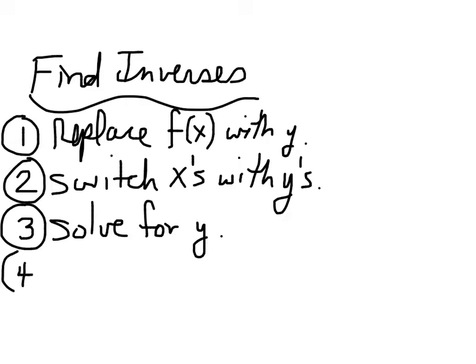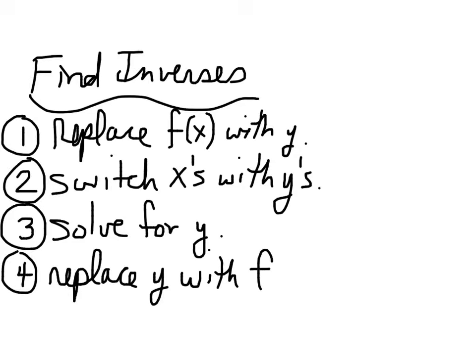And then the fourth thing is more just the notation part. Then you're going to replace y with f to the negative 1 x, because in the original problem, it's not y equals, it's f of x equals. F to the negative 1 x just is the symbolic notation of the word inverse. That's all it means. So when you find that, you just found the inverse of the original problem.